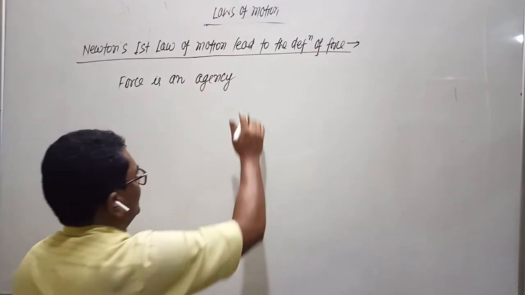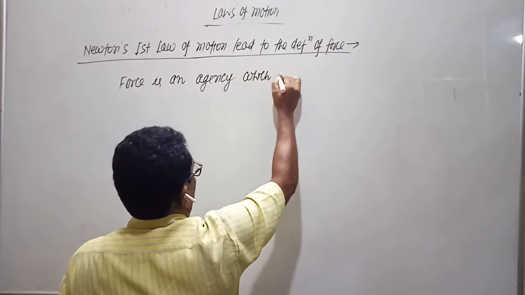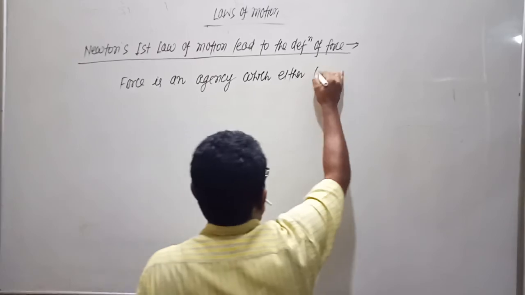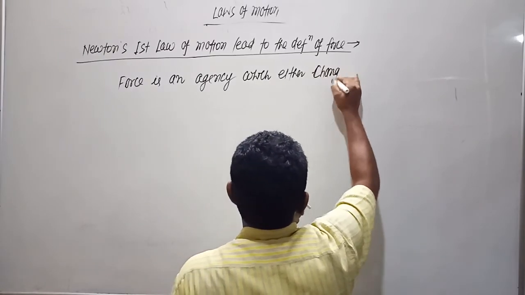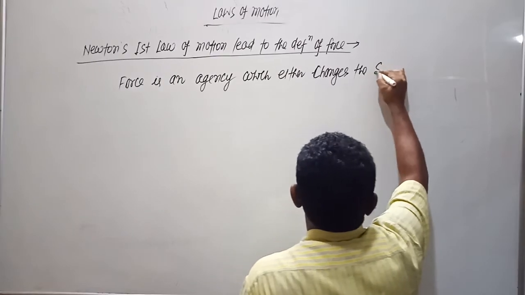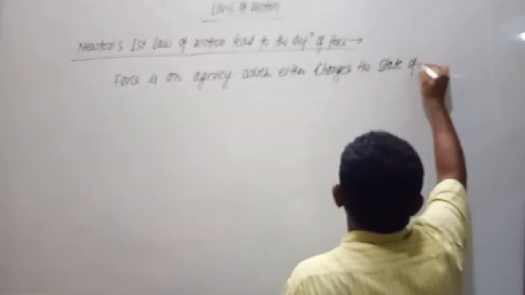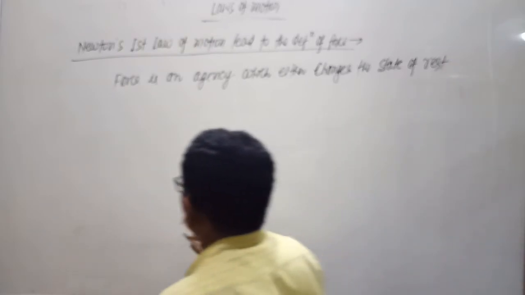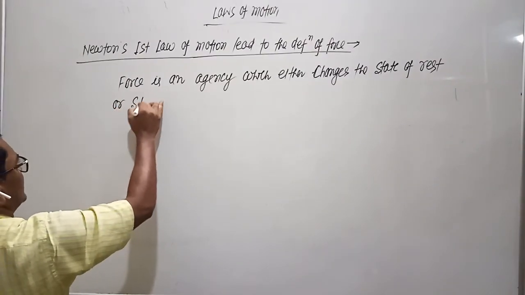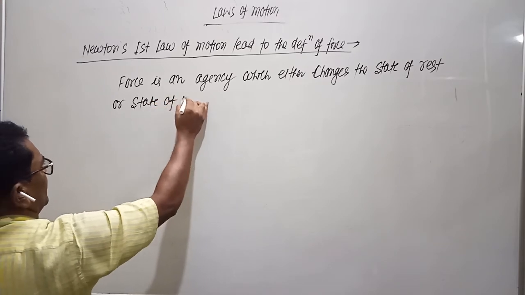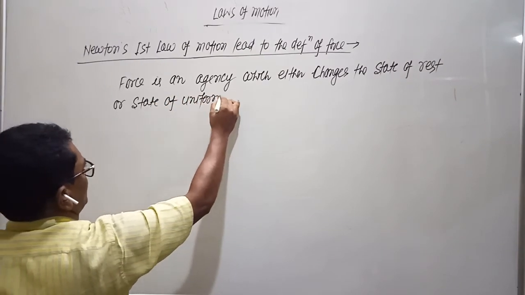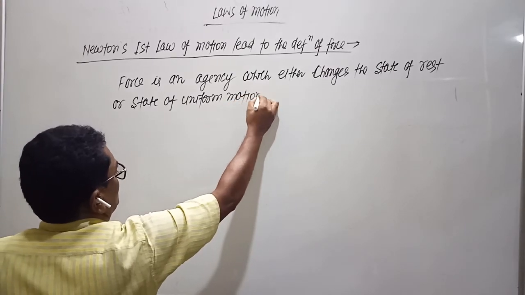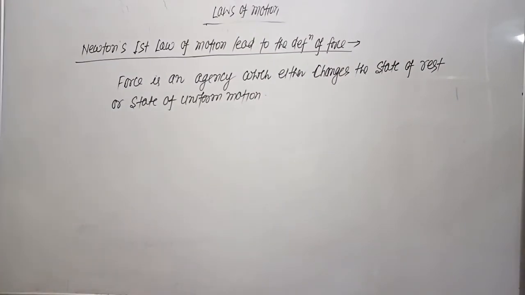Force is an agency which either changes the state of rest or a state of uniform motion. So from Newton's first law of motion, we conclude that force is an agency which either changes the state of rest or uniform motion.